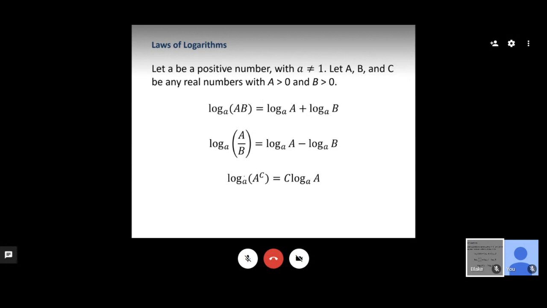And our last law of logarithms says that if we have an exponent inside of our logarithm, we can actually bring that to the front and multiply it instead. So we just take that C value, move it out front, and so we end up with C times the base log A.